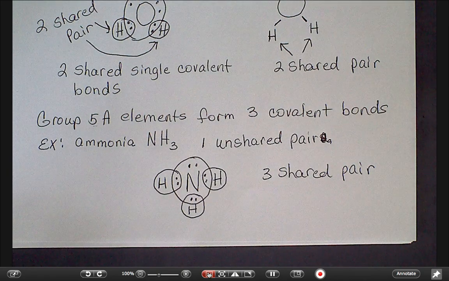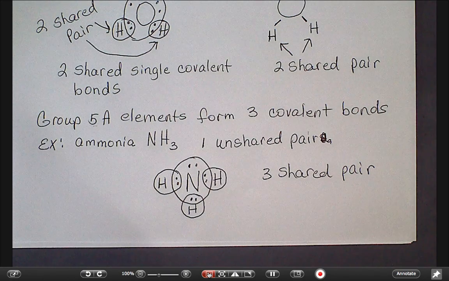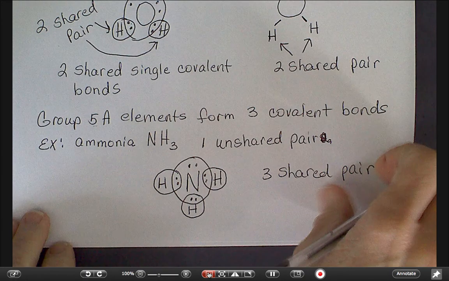Okay, last page. Whoa, is it 57? Let me do group 4A. I can get that done.